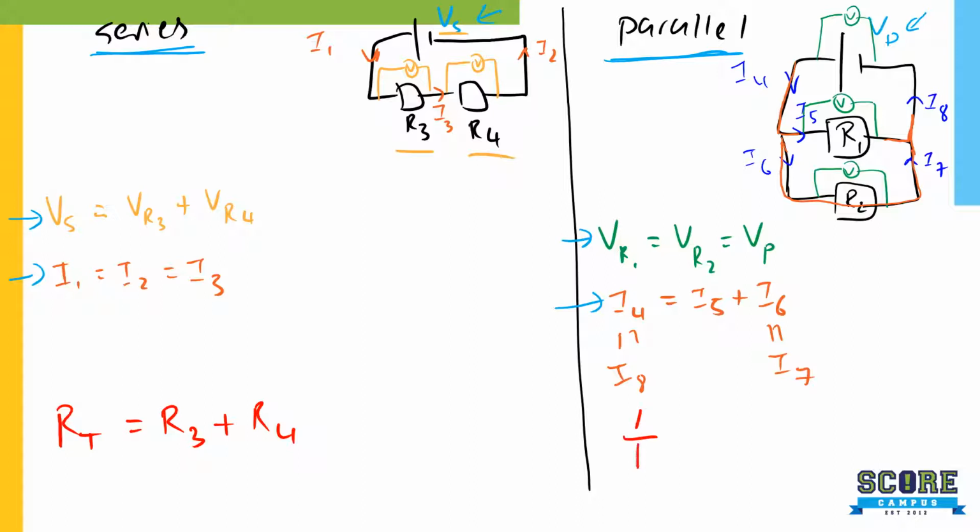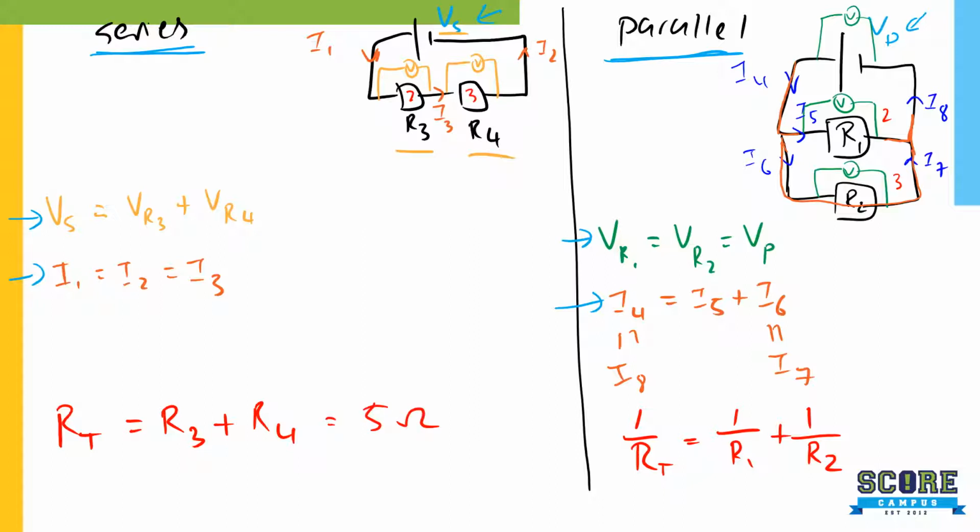You get 1 over R, which is 1 over the total resistance, equals to 1 over R1 plus 1 over R2. Yeah? So I'll just show you a very simple example here. Let's just say R1 was 2 and R2 was 3. Same thing here. This is 2 and this is 3. This resistance will be 5 ohm.